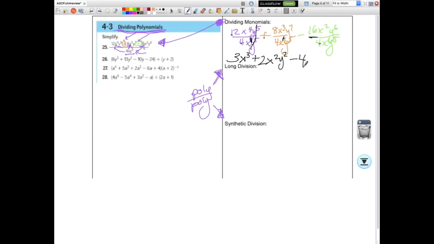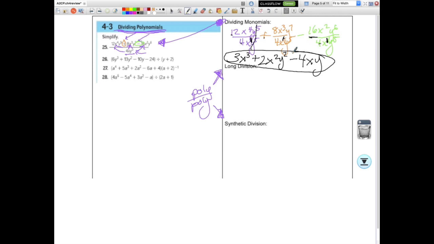16 divided by 4 is going to give me 4. X squared over x to the first gives me x. And then y to the sixth over y to the fifth is just going to be a y to the first. The last step is just to double check that you can't combine like terms here, and there's no combinations that match. So boom, I'm done.